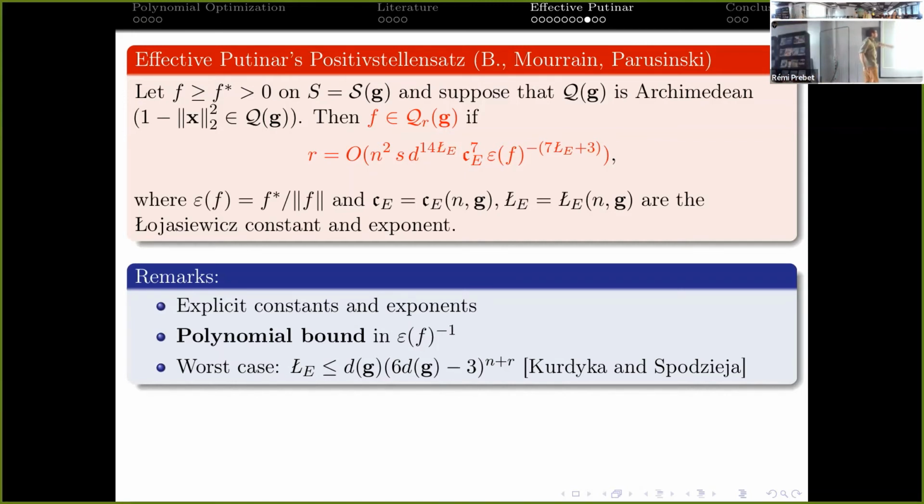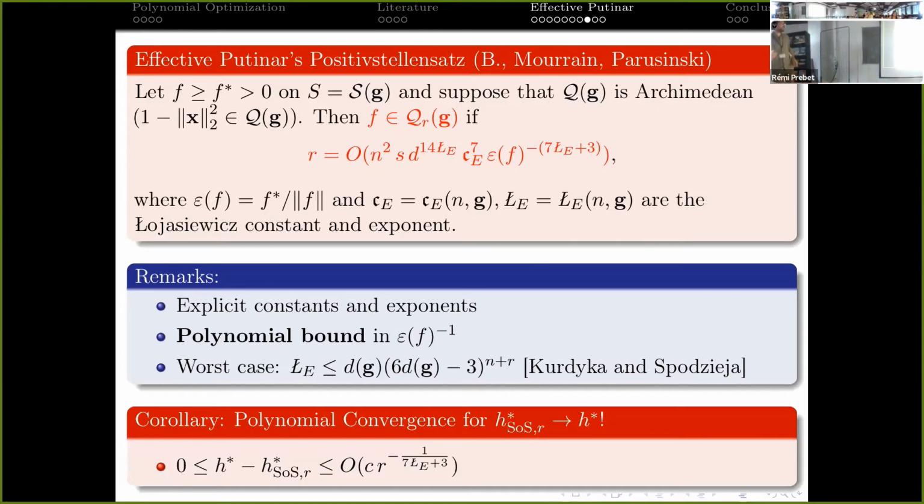So here, in this theorem, we have explicit constant exponents, we have the polynomial bound. In the worst case, we have worst case estimates due to Kurdyka and Pawłucki for the Lojasiewicz exponent. And finally, we have our polynomial convergence of the lower approximation to H star, since this dependence is polynomial, as we want.